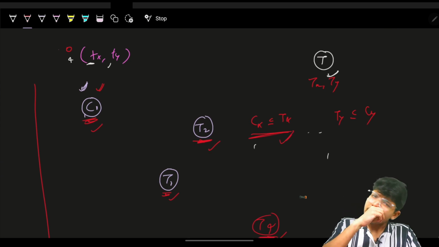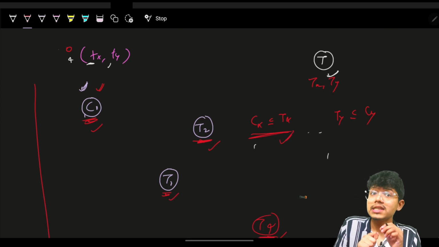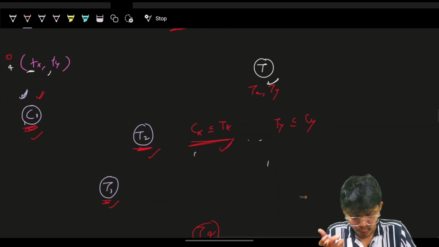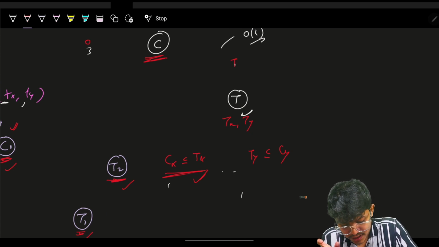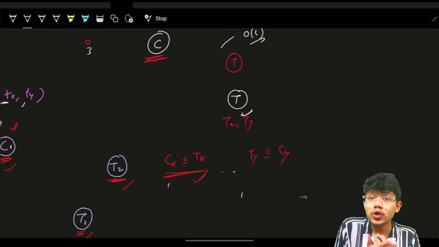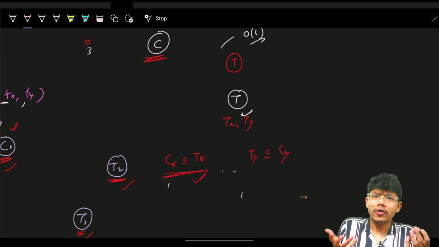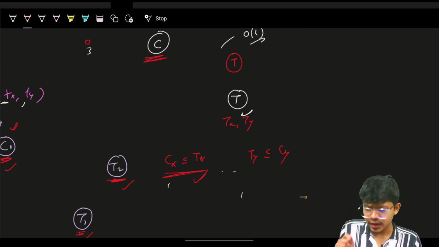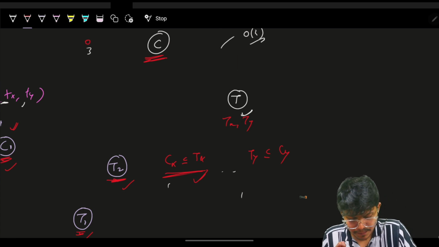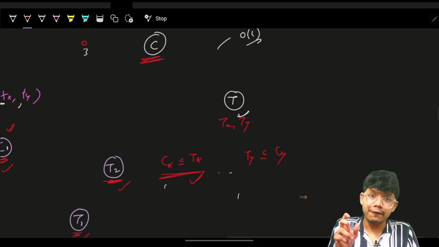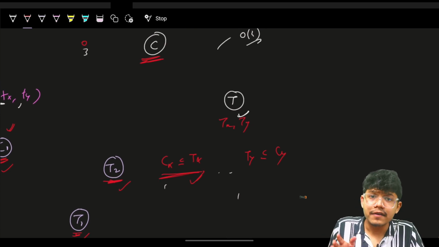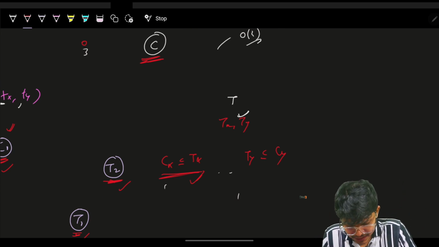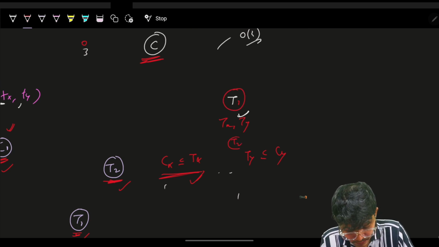But what if your X coordinates are the same? For two points with the same X coordinate, which point will you put first? You will have to define the sorting. By default, if you sort in the ascending order of X, it will sort the Y also in the ascending order. So what will happen is your T1 point will come first and the next point will come as T2.